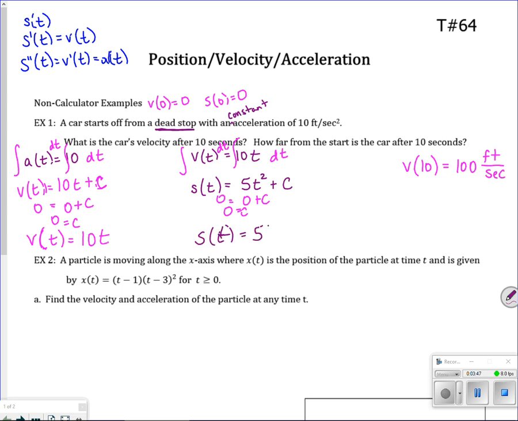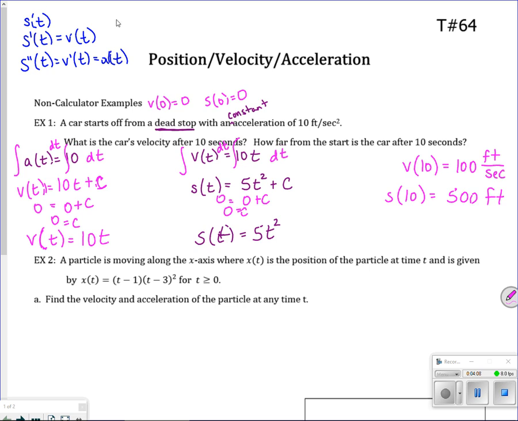And so what is the position after 10 seconds? How far would he have gone? You get 100 times 5, so 500. He would have gone 500 feet. All right.